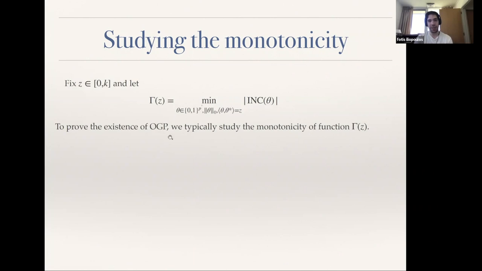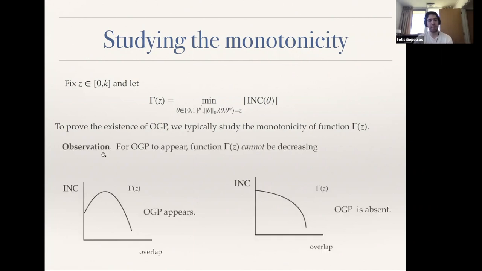Okay, so the reason I'm saying that the existence of OGP is related to the monotonicity of this function is the following. The main observation is that for the overlap gap property to appear, the function gamma of zeta cannot be decreasing. So if gamma of zeta is decreasing or approximately decreasing, then the picture looks like this, right? And there is no OGP. As the overlap increases, the loss function decreases because we have assumed that gamma is decreasing, and so we will not be able to see these two clusters forming.